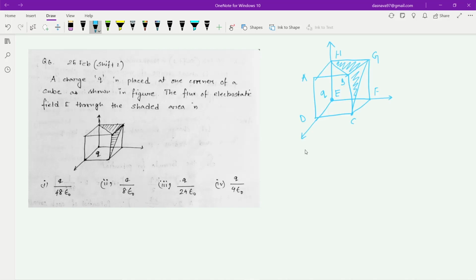So we have drawn the figure once again, and the sides which are adjacent to the charge will have no flux, because there will be no surface area through which these flux lines will go. So flux through EHGF, flux through ADEH, and EDCF equals 0, as they are adjacent to the point charge Q.